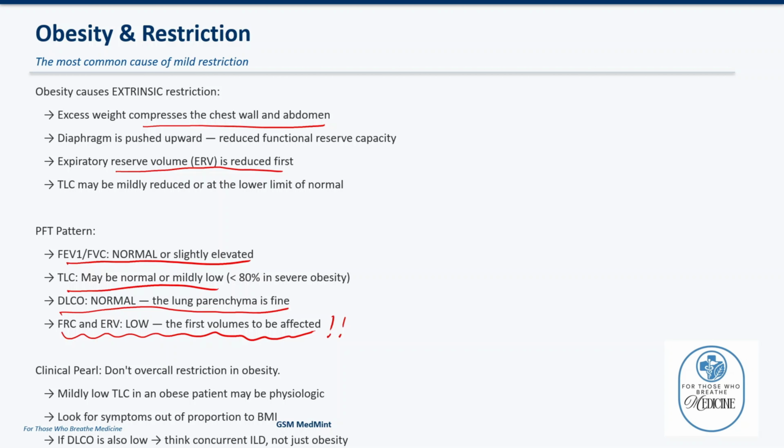These are the first volumes to get affected by obesity. Do not overcall the restriction in obesity, because a mildly low TLC in the obese patient may be completely physiologic. So look for symptoms out of proportion to body mass index. If DLCO is also low, then think of concurrent interstitial lung disease, not just obesity. If the patient has dyspnea disproportionate to the BMI, or if there are crackles on exam or clubbing, these are red flags for intrinsic lung disease, so do not blame everything on the weight. The treatment is weight loss, the most effective intervention for obesity-related restriction, and even modest weight loss can improve lung ventilation.